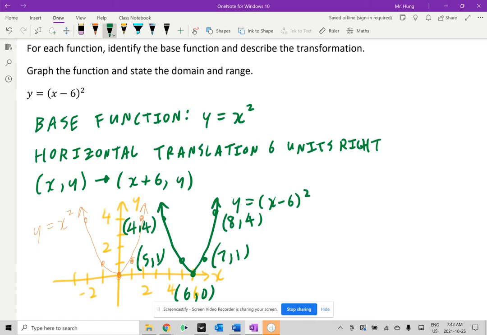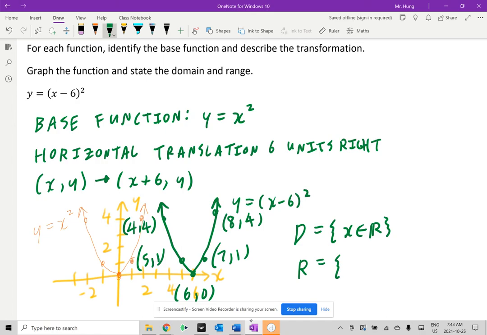Now, in terms of this domain or range, domain means all the possible x values. Remember, when it comes to y equal to x squared as a base function, or what you did back in grade 10 academic math, x is always an element of real numbers. Whether the function is opening up, opening down, any kind of transformation, the domain is always going to be x is an element of real numbers.